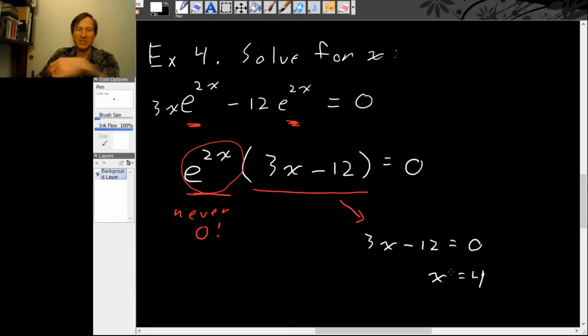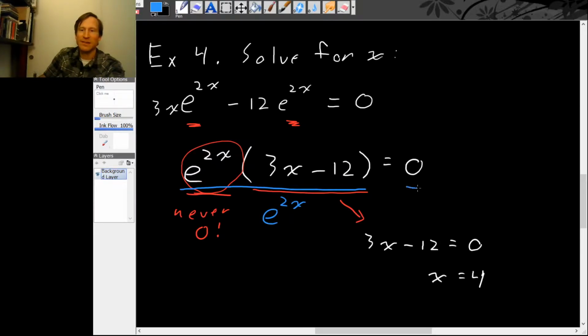Another way to think about what just happened is that we can divide this entire equation by e to the 2x. Now, dividing both sides of an equation by something that has the variable in it can cause problems, because you might accidentally be dividing by 0. But e to the 2x is never 0, so dividing by it is perfectly safe. On the left-hand side, the e to the 2x simplifies away. On the right-hand side, of course, you still get 0. And so again, we're solving the same linear equation, 3x minus 12 equals 0.